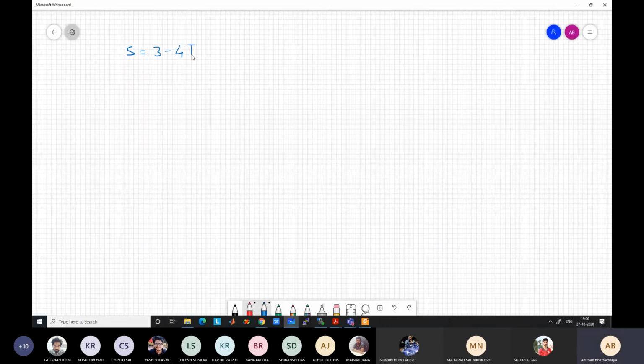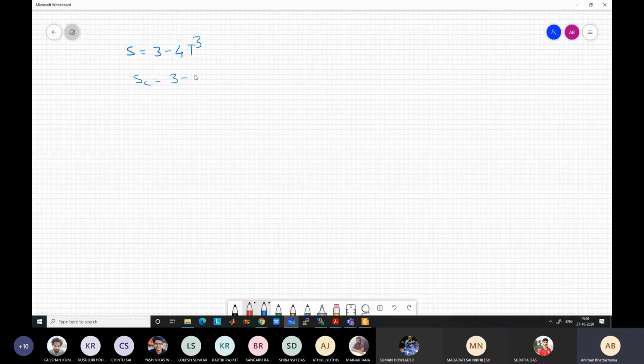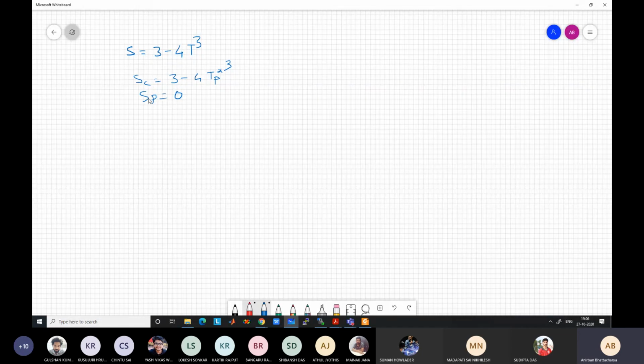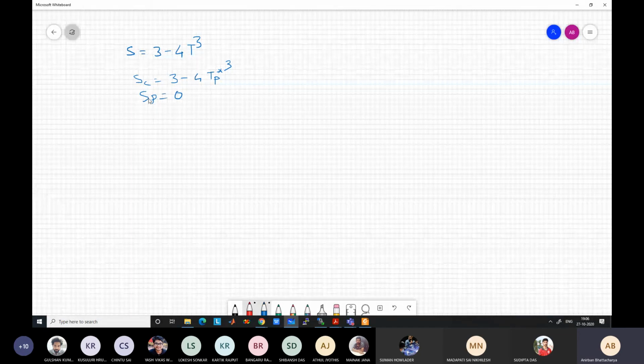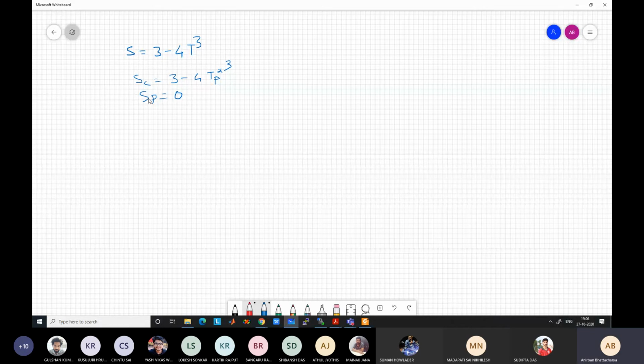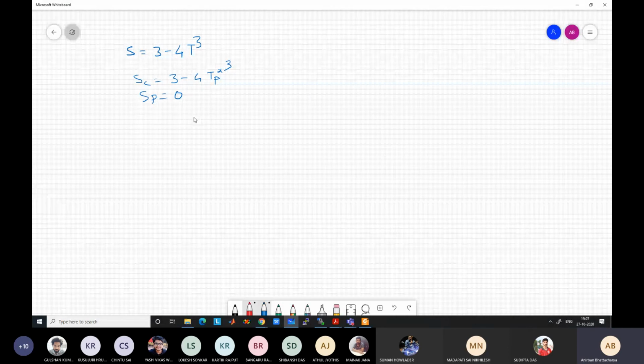So we have a non-linear source term. One approach is the lazy man approach, which will work. SC is equal to 3 minus 4 TP star cube and SP equal to 0. This should work because the SP condition is satisfied, and we have dumped everything in SC. But there is a better approach in this case.